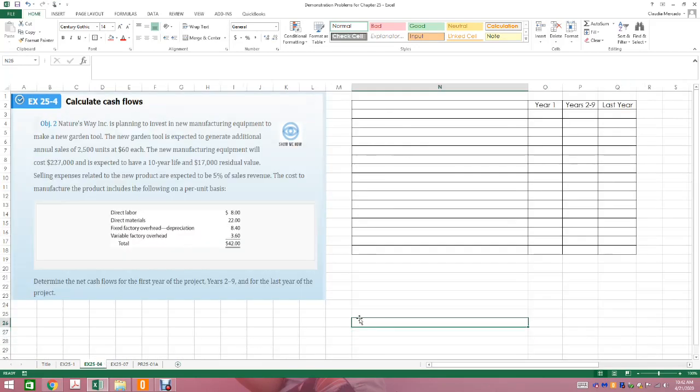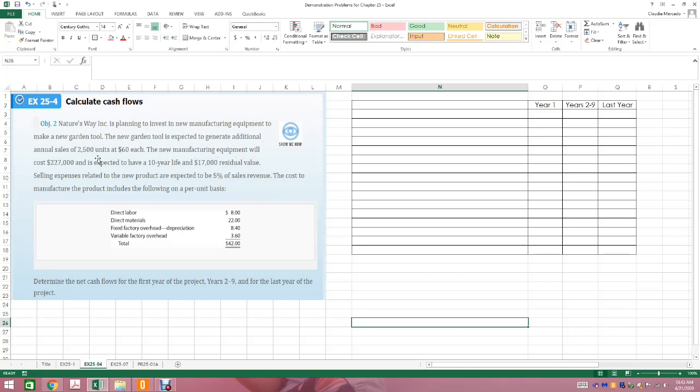Now we move on to the next problem. This is exercise 25-4, and this deals with cash flows, okay? So it says, Nature Way is planning to invest in new manufacturing equipment to make a new garden tool, okay? The new garden tool is expected to generate additional annual sales of 2,500 units at $60 each.